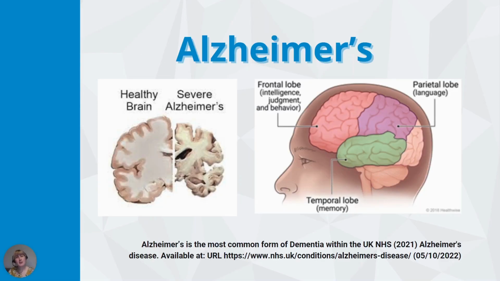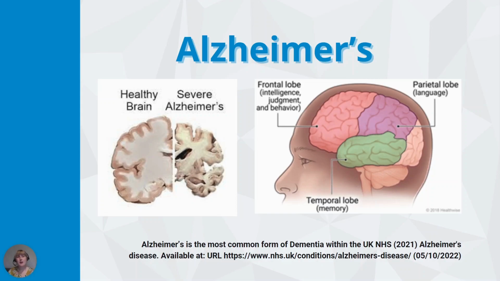The first type of dementia we're going to look at is Alzheimer's disease. As we can see on the screen, we have two pictures. They show a healthy brain compared to an Alzheimer's disease brain, and a diagram of the brain with the different lobes broken down. I want you to pay particular attention to the healthy brain and the brain with Alzheimer's disease. We want to have a look at the differences here.